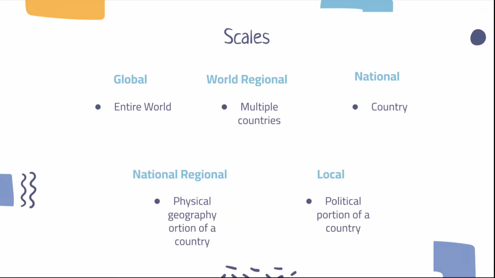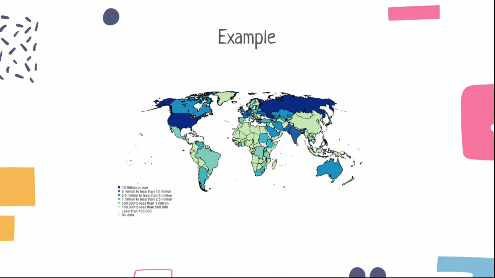The types of relative scale and scale of data can be categorized into global, world, regional, national, and local scale. For example, the relative scale of this map is global, as it shows the entire globe, and the scale of the data is national since the data is analyzed by countries.